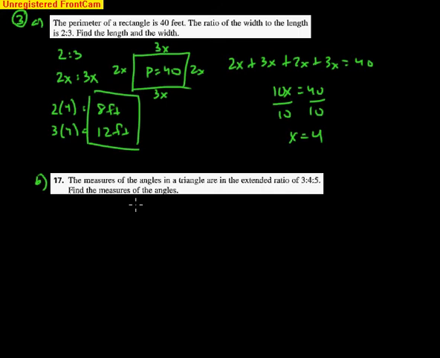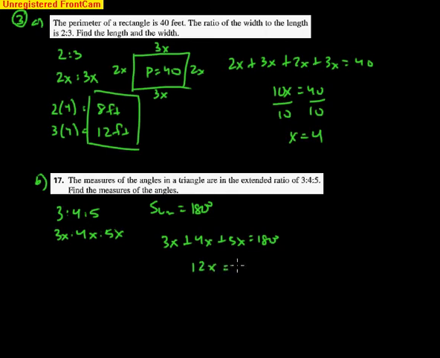The measures of the angles of a triangle are in the extended ratio 3 to 4 to 5. So again, 3x to 4x to 5x. Now, in a triangle, the sum is 180 degrees. So I'll just add up the angles and set them equal to 180. Okay. So we get 3 and 4 is 7, and 5 is 12. 12x equals 180, and we'll divide by 12. And that'll get us 15. 15 is the multiplier that we're going to apply back to the ratio.